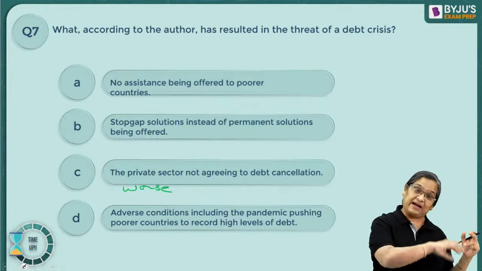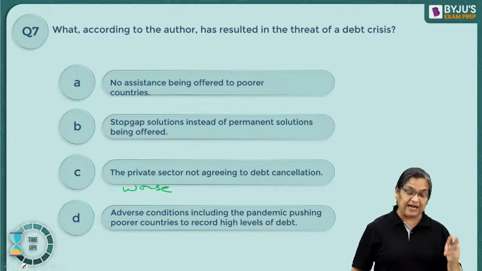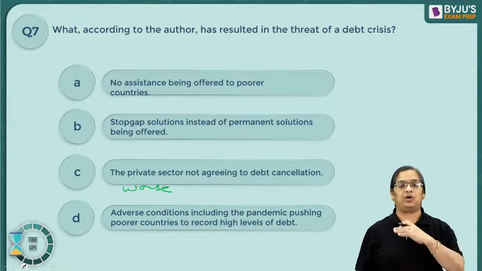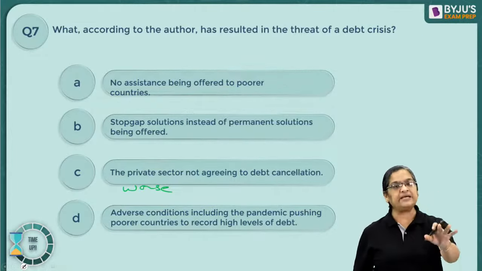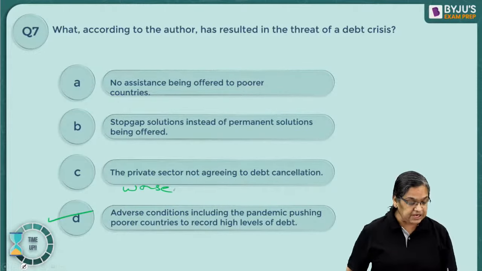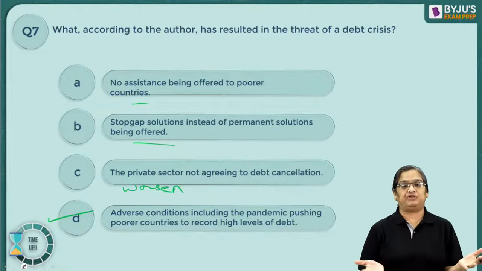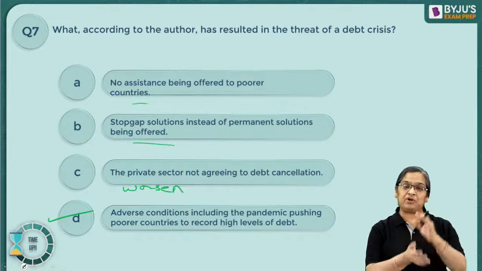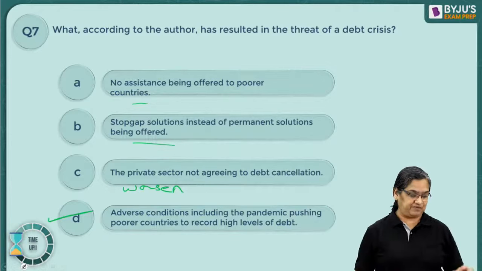What are the main factors which have resulted in this debt crisis? The fact that countries borrowed a lot of money, on the assumption that they're going to repay it, but the pandemic struck. Therefore, this only worsens the crisis. This makes the crisis bad because there was no solution finding. But the crisis happened because these countries borrowed a lot and then situations turned bad. Therefore, the answer is D. Got it? Many of you got D.